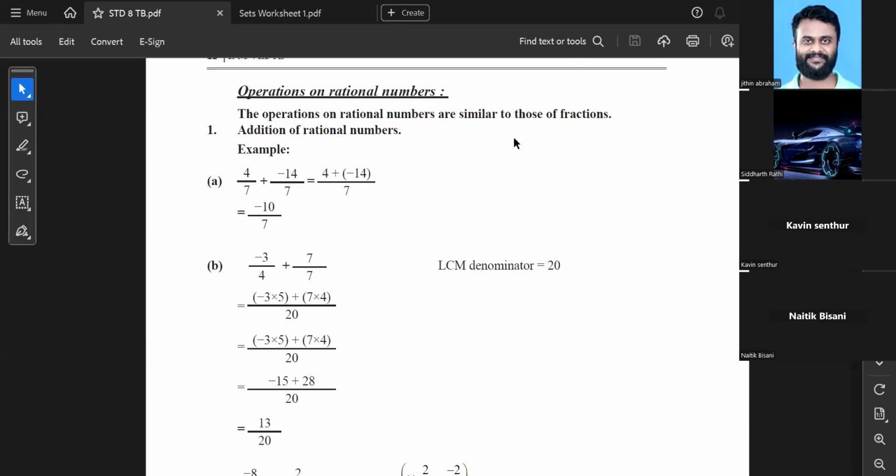Now let's discuss operations on rational numbers. The operations on rational numbers are similar to those of fractions. We have already dealt with these operations, so it's not a big deal for us.